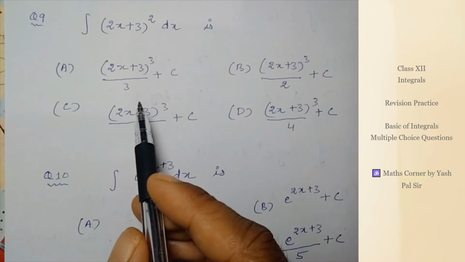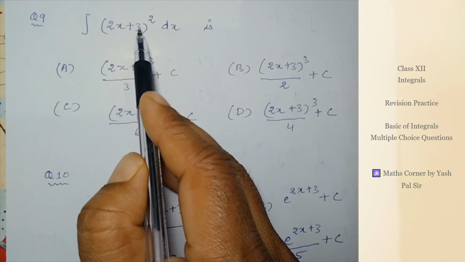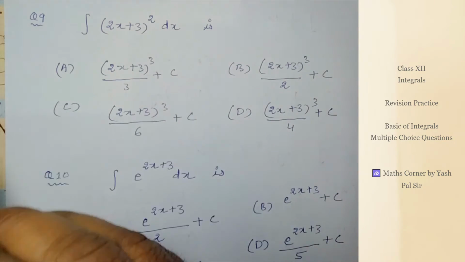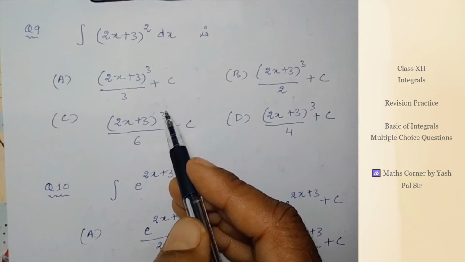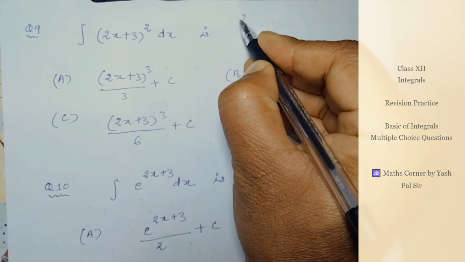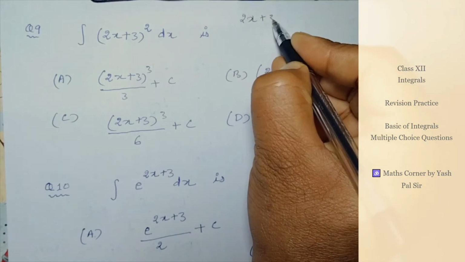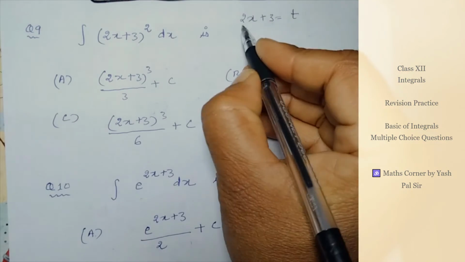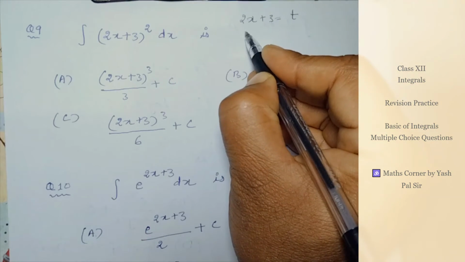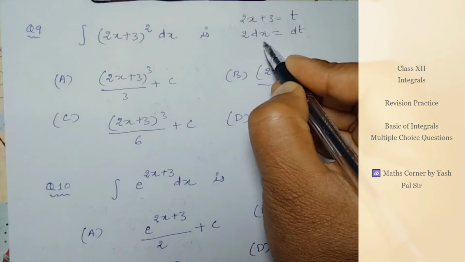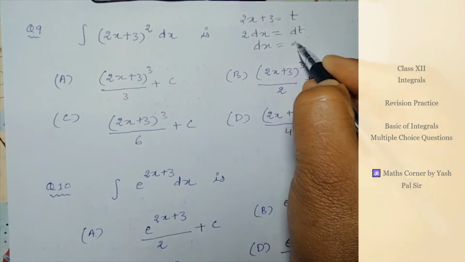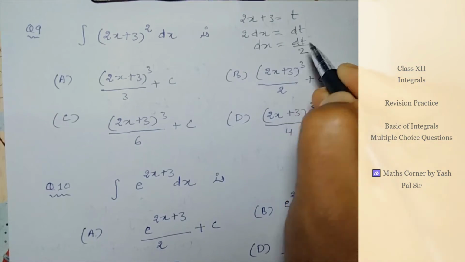Now we come to question number 9. 2x plus 3 whole raised to power 2, its integration. So first of all, what we do here, we put 2x plus 3 equal to t. So its derivative, 2x derivative is 2 into dx is equal to dt. That is, dx is equal to dt upon 2.